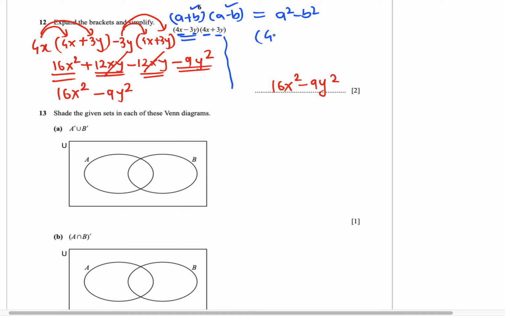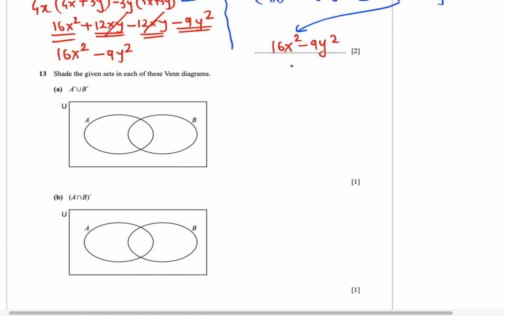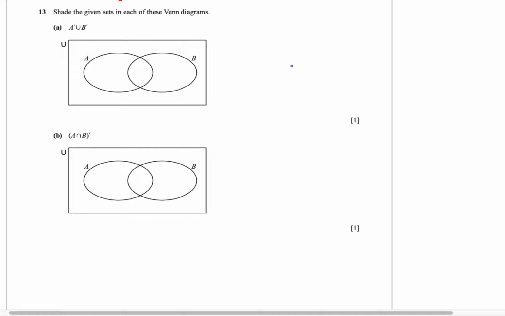So it will become 4x square minus 3y square, which is nothing but 16x square minus 9y square. Exactly the same as what we have got. Okay guys, so now let us move on to the next question, that is the 13th question.